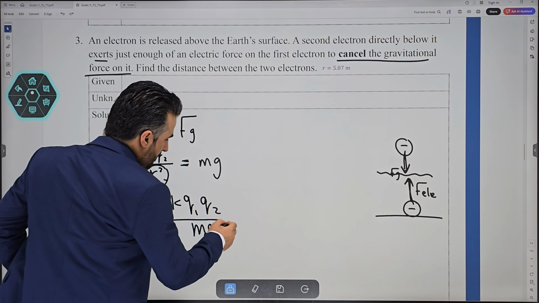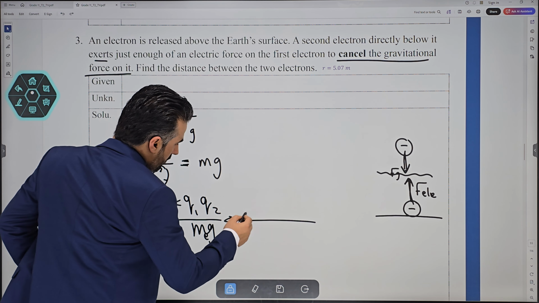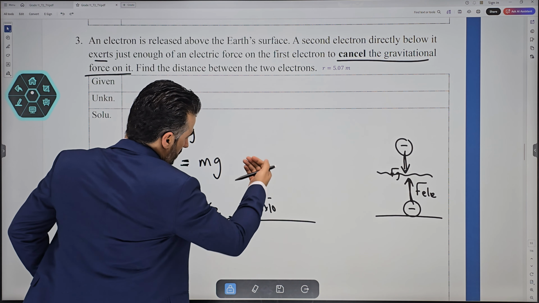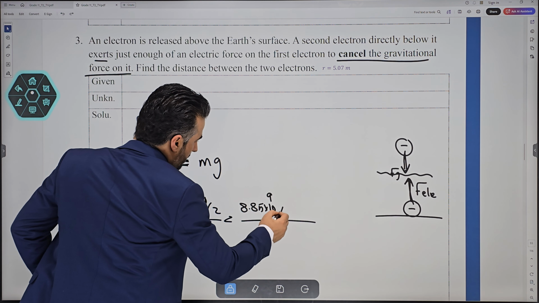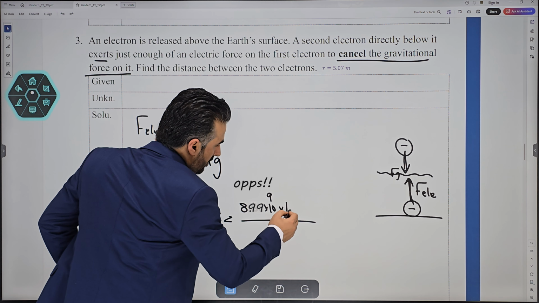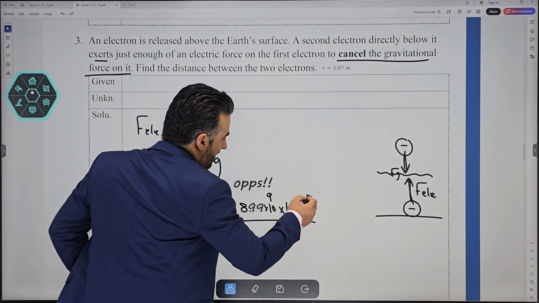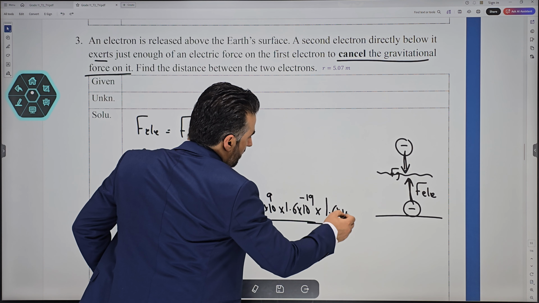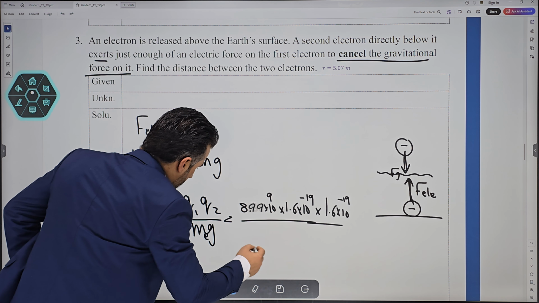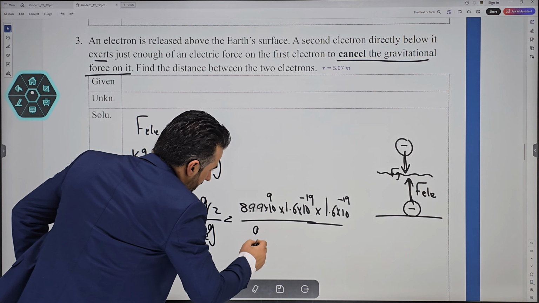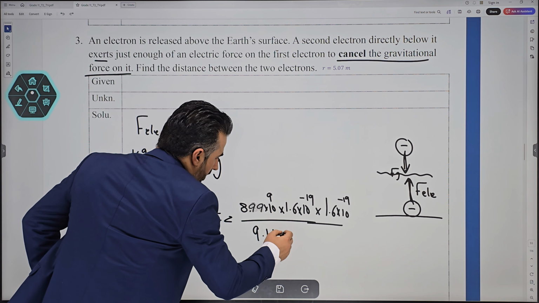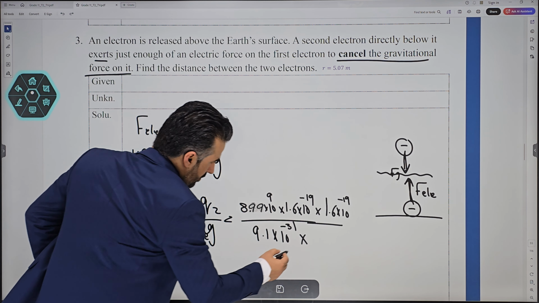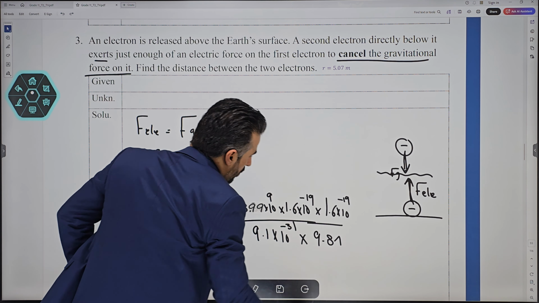Now all you have to do is just plug in the numbers. K, Coulomb's constant, is 8.85 times 10 to the power negative, I keep saying negative, positive 9. The charge of the electron, we know that it's 1.6 times 10 to the power negative 19, twice. So divided by the mass of the electron, which is 9.1 times 10 to the power negative 31. And then times gravitational acceleration, which is going to be 9.81.